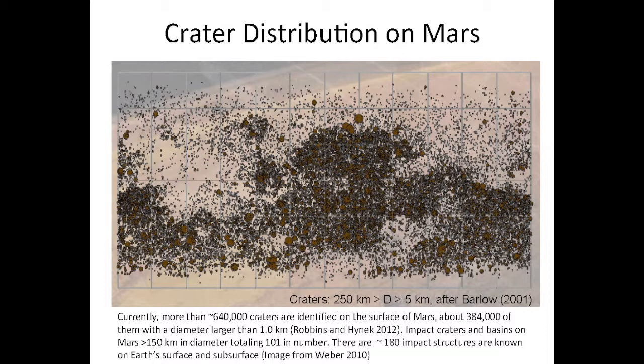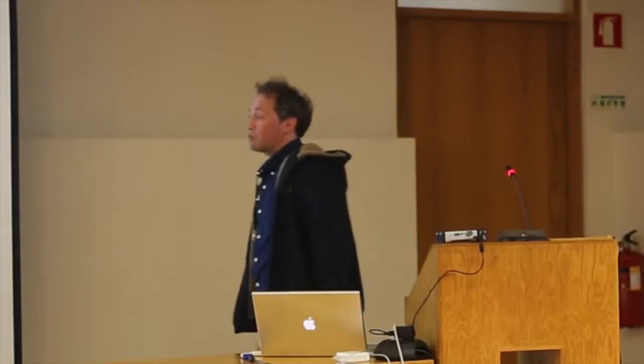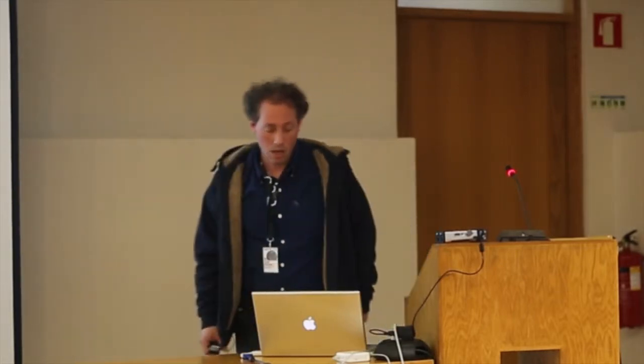And among those, about 400 are impact craters with diameters larger than a kilometer. We have also very large impact structures with diameters larger than 150 kilometers. Those are the impact basins that occurred during the Noachian.